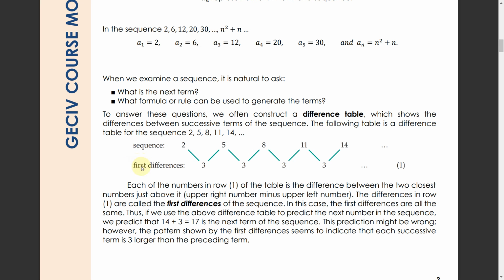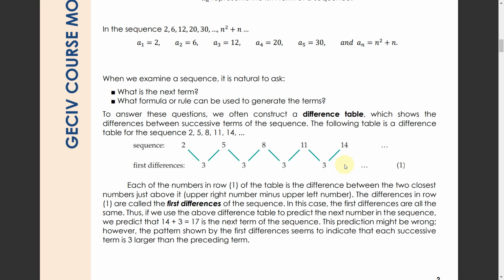It is called first differences because there are also second differences, and third. Since it is your very first subtraction, this will be your first differences row. So in this case, the first differences are all the same. Because 5 minus 2 is 3, and 8 minus 5 is also 3. So they are all the same.